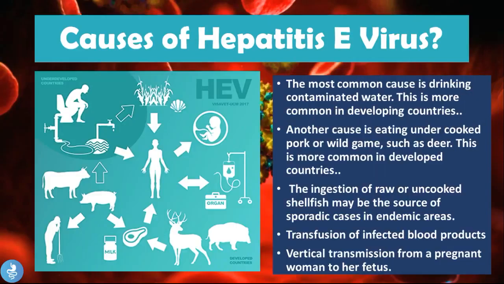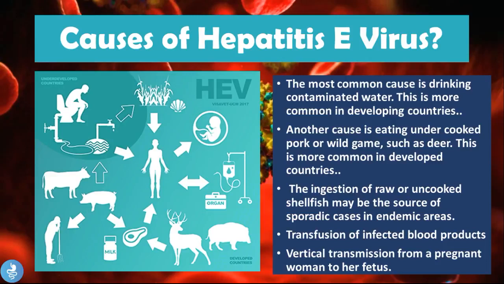So what are the causes of hepatitis E? The most common cause is drinking contaminated water. This is more common in developing countries. If you look at my picture on the left, you see here it says underdeveloped countries, and we have a sewage system that is able to infect water sources that go to plants, animals, as well as other human beings. And in this way, the disease is primarily spread.